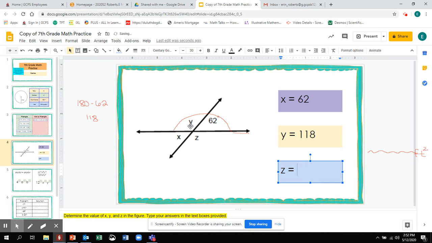Now, I can use that to find the value of z, because if I look at my angles, I know that y is opposite of z, so these are vertical angles. And since all vertical angles are congruent, since I know that y is 118, I also know that z is 118.